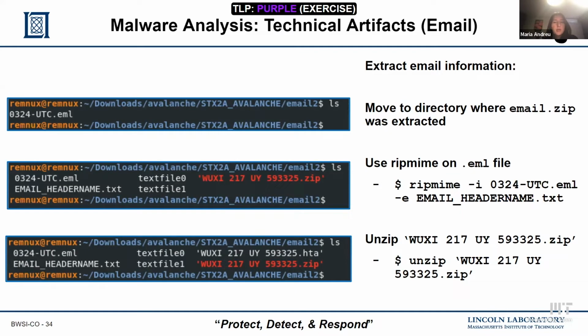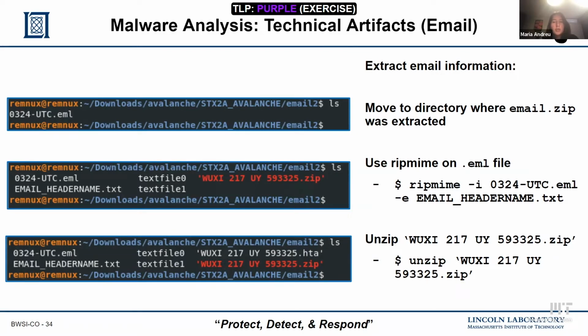Another one of the artifacts that we were given for this project was an email to extract information from. What we did first was move to the directory where the email zip file was extracted. Then we used RipMime on the email message file to extract its information. RipMime is essentially a tool used to extract attachments and information from email files. After using RipMime, we got all of these attachments from the email.